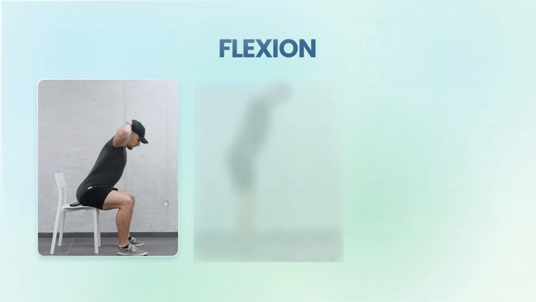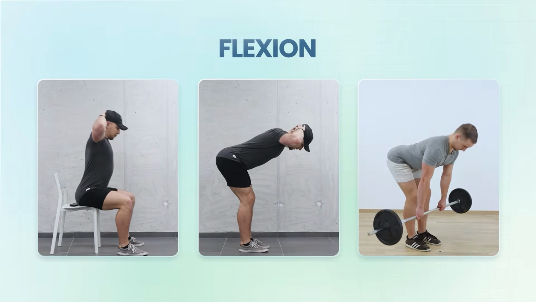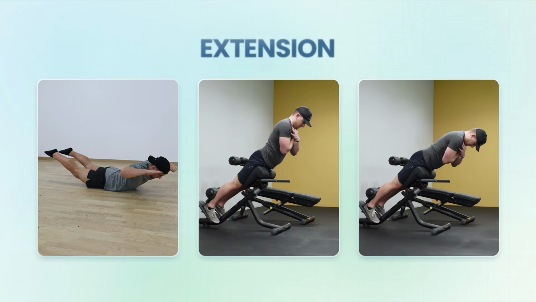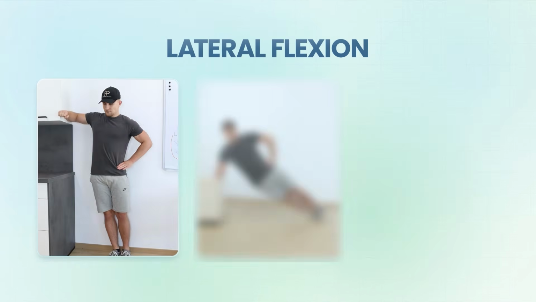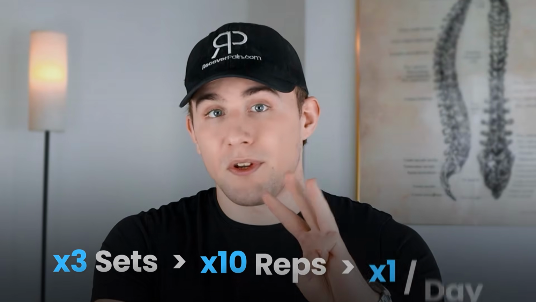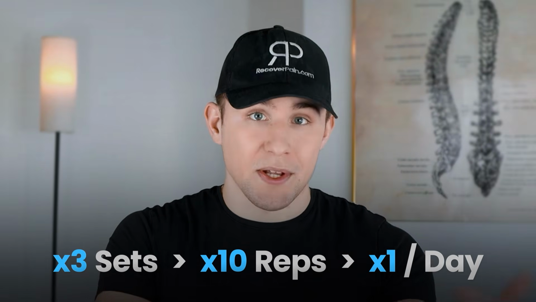For flexion, you start with seated good mornings, then standing good mornings, and eventually Romanian deadlifts. For extension, you start with Supermans, then back extension isometrics, and eventually full back extensions. And for lateral flexion, you start with wall bridge raises, then elevated bridge raises, and third, floor bridge raises. Perform 3 sets of 10 reps for each of the planes once a day, and continue on to harder progressions as they get more comfortable.